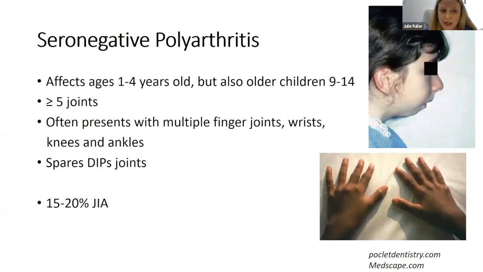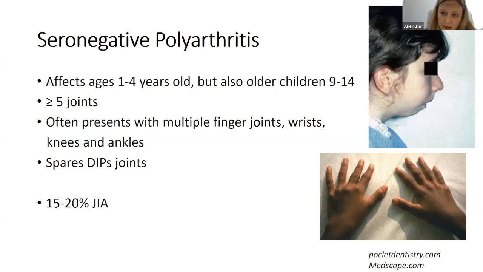And this actually has a bimodal age distribution. So it can initially present in those toddler years between age 1 and 4, but can also occur in older children around puberty. By definition, as we discussed, polyarthritis means 5 or more joints. And typically these kids present with a large number of joints. Multiple finger joints involved, wrists, knees, and ankles are also very common locations. And it's not unusual for them to have 30+ joints involved at presentation.